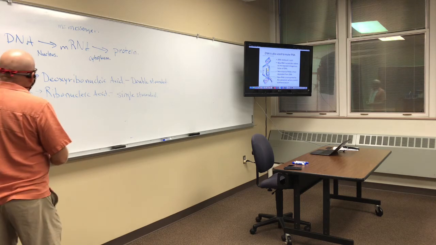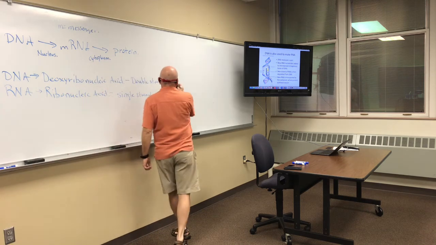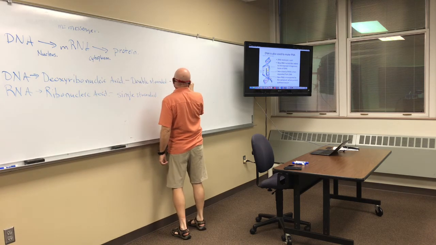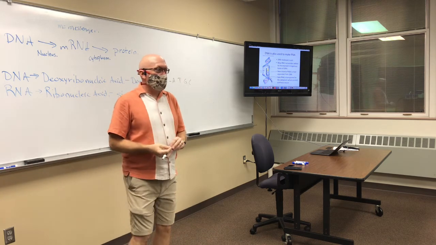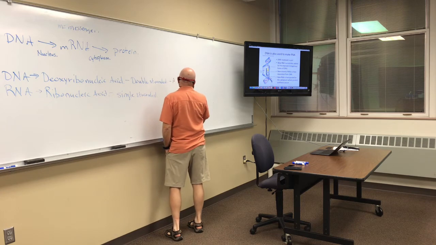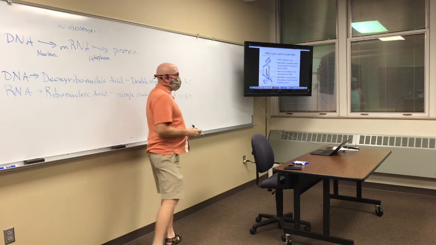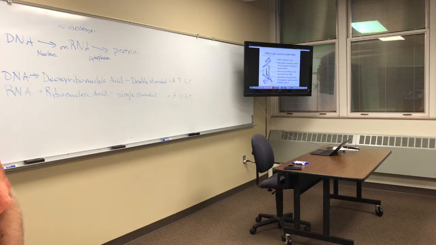Other ways in which DNA differs from RNA is adenine, thymine, guanine, and cytosine are the nitrogenous bases that are found in DNA. Adenine, uracil, guanine, and cytosine are the nitrogenous bases in RNA. So these are the fundamental differences between DNA and messenger RNA.